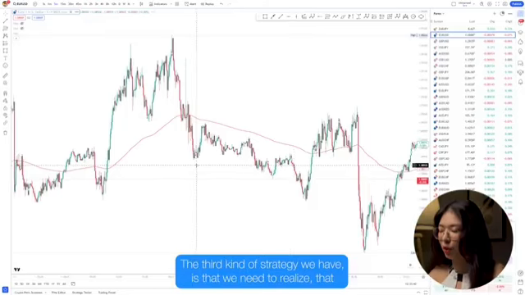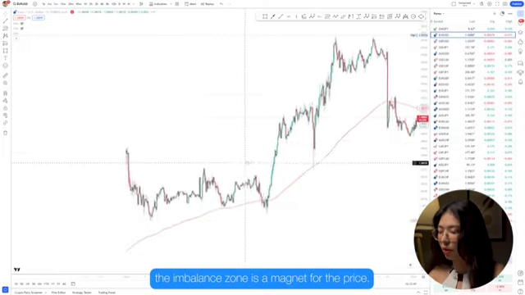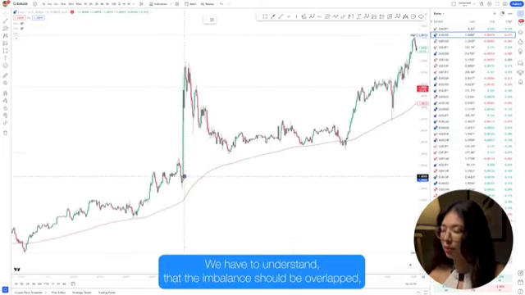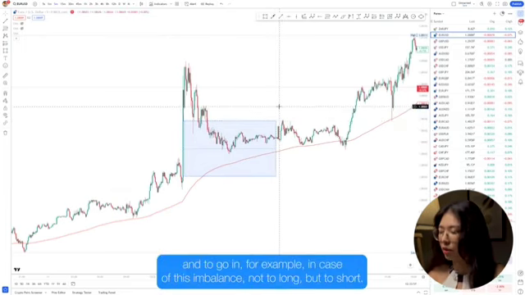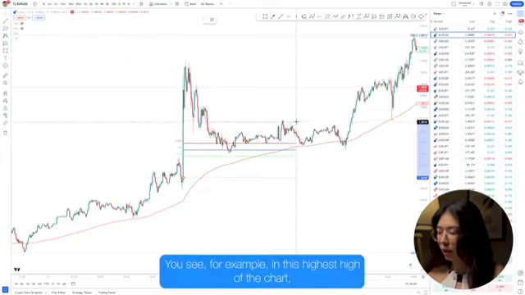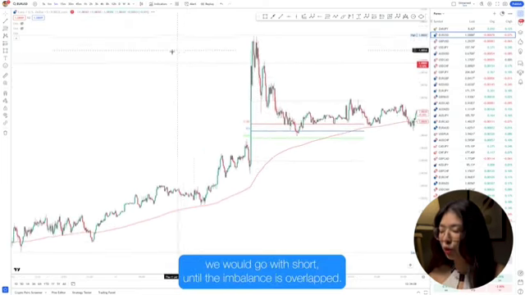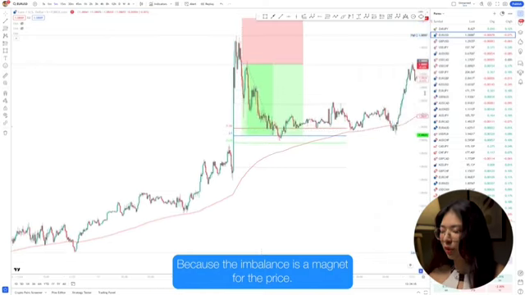And here we come to the third kind of strategy. The third kind of strategy is that we need to realize that the imbalance zone is a magnet for the price, and we have to understand that the imbalance should be overlapped, and go in, for example, in case of this imbalance, not long but short. And you see, for example, in this upper half of the chart, if we have some additional grounds for going short, we should go short until the imbalance is overlapped, because the imbalance is a magnet for the price.